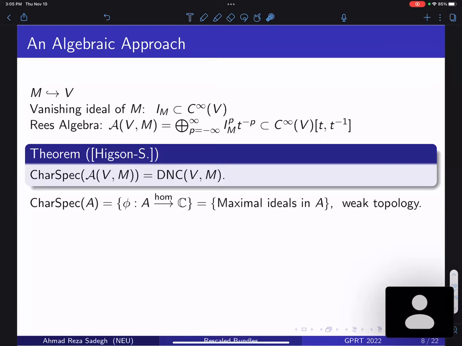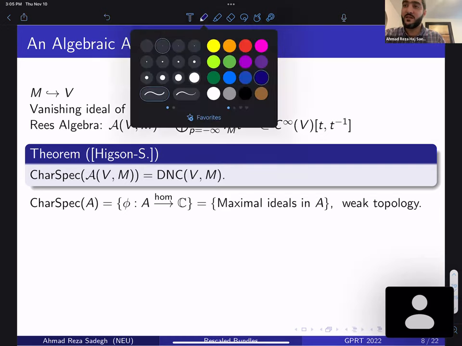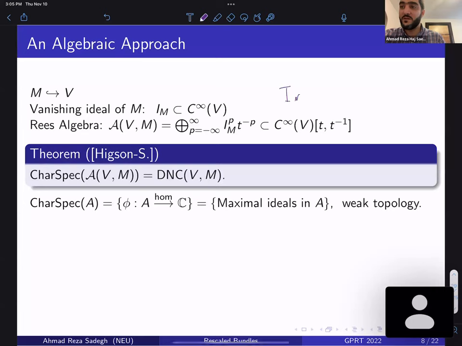Yeah, can I ask a quick question? Yeah, of course. What does it mean to take the negative power of an ideal? Yeah, that's a good question. By that I mean I to the 0 is the same thing as I to the 1. Very good question. I will put it here. Here I assume I to the m, negative n, is all, and also including 0 as well. For n equal to 0 it is not the ideal itself, but C infinity of V.